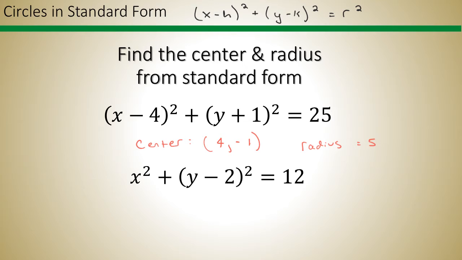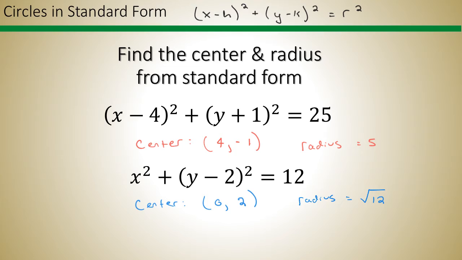Okay, the next one, the center is going to be point 0, 2. Okay, so our x value is 0 because there's nothing being added or subtracted from the x. So if we don't see anything there, there's really a 0 there that's being subtracted. Okay, the radius is going to be the square root of 12.